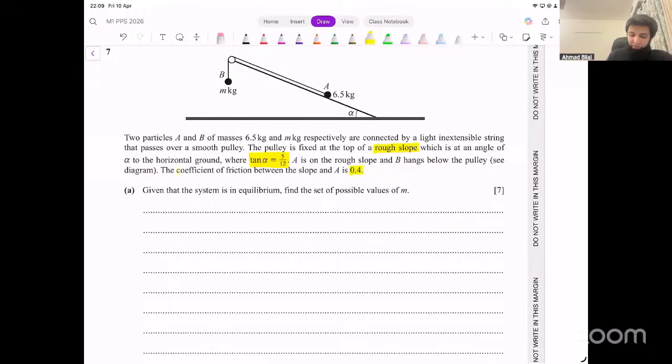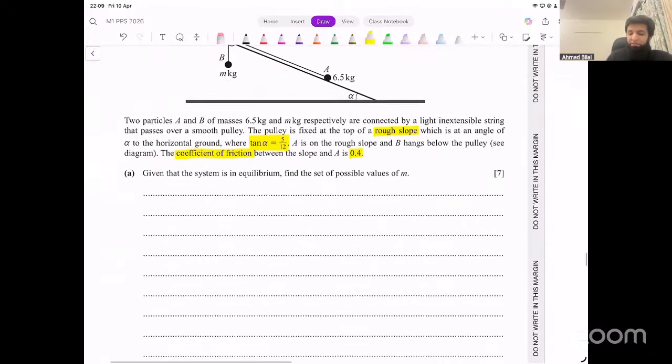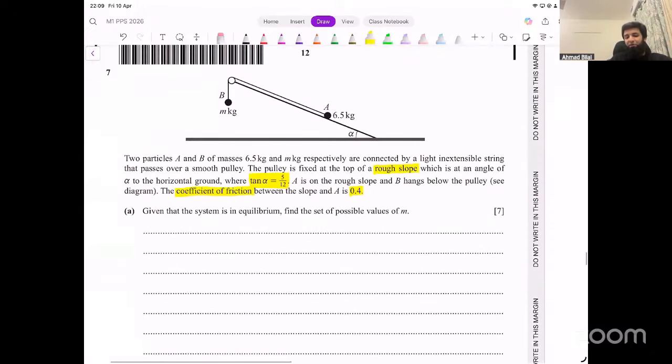Coefficient of friction is 0.4. Now, given that the system is in equilibrium, find the set of possible values of m. If they say the system is in equilibrium, find the set of possible values of m. What does that mean? We're looking for the maximum possible value of m, the minimum possible value of m, and then anything between them is also going to be possible, right?